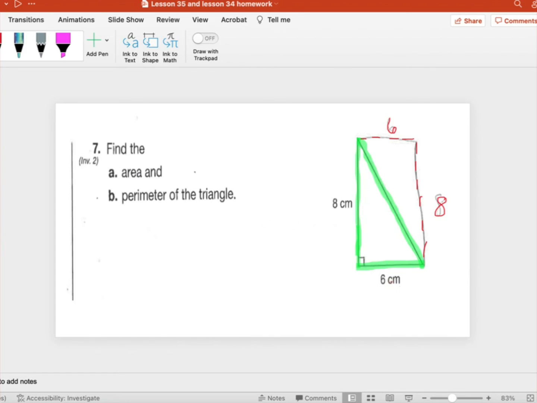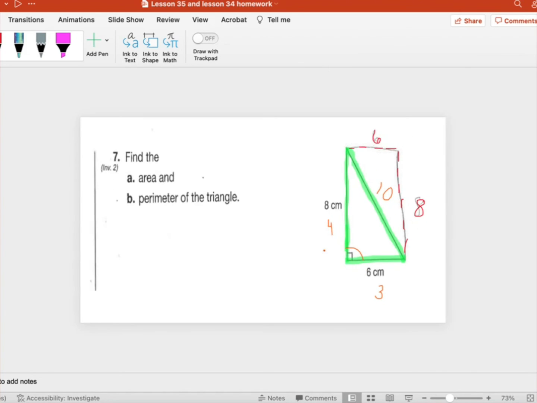Okay, so 6, 8, 10. How do I know that? Because it's a right triangle. And if I simplify, if I divide by 2, I get a 3. If I divide by 2, I get a 4. And if I divide by 2, I get the other side of a 3, 4, 5. And that would be a 5. Okay, so I know it's a 6, 8, 10 is my Pythagorean triple. I could also find that with my a squared plus b squared equals c squared.